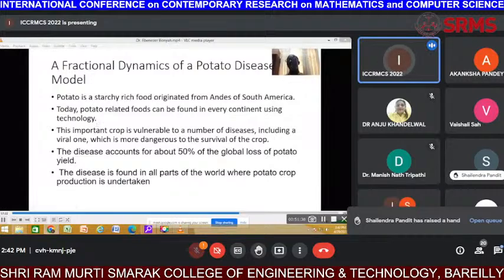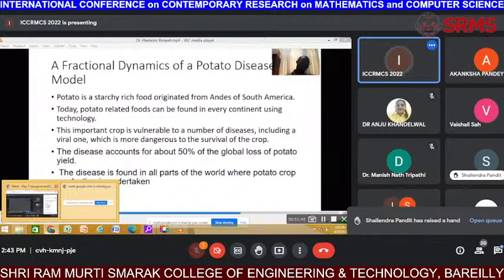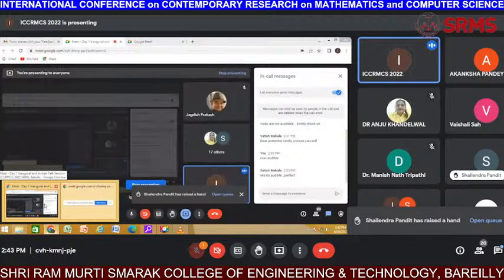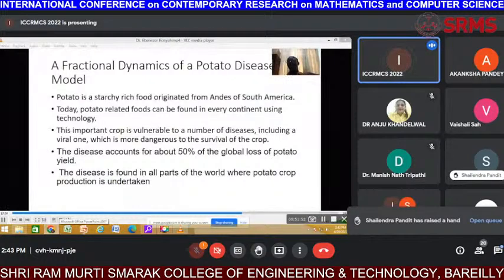If you come to my country, Ghana, where we eat fried potato and other foods, at vendors or shops you find processed potato foodstuff around. So this is an important crop and it is vulnerable to a number of diseases, including viral ones, which are the most dangerous to the survival of the crop.